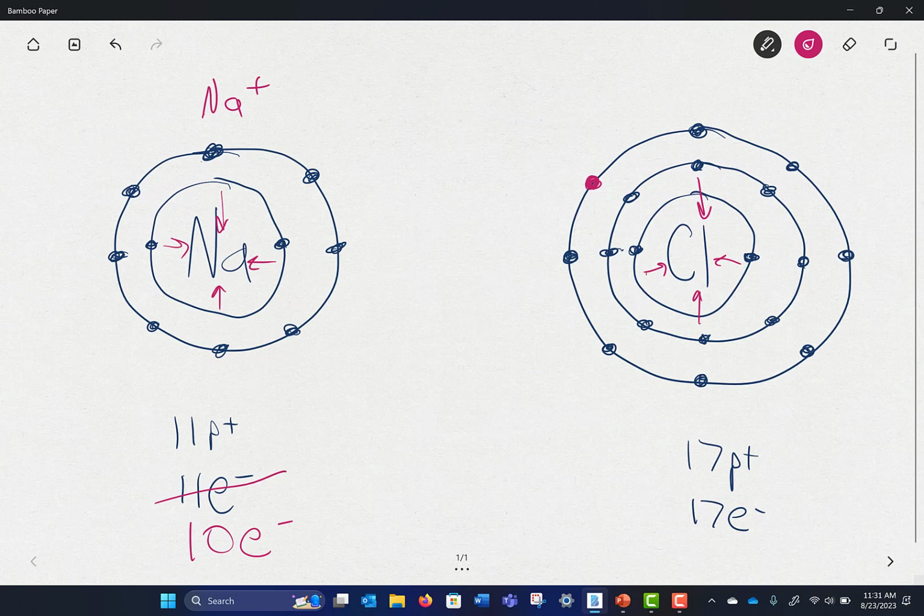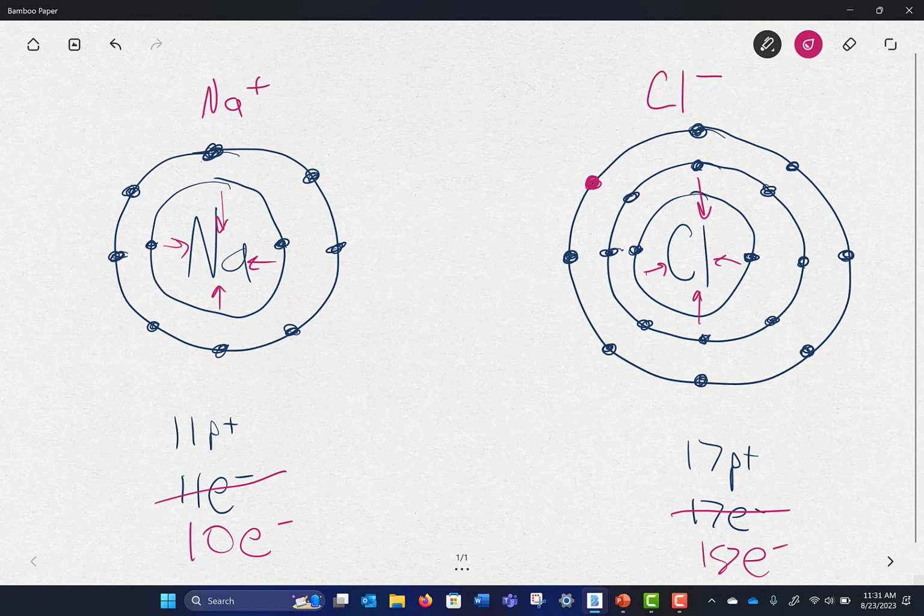Let's look at chlorine. Chlorine, what happens there? It's now got an extra electron. It still has 17 pluses, it still has 17 protons, but now it has 18 electrons. And we write that it's no longer chlorine, it's chlorine with a negative charge. That's called chloride. And we write that Cl with a little minus up at the top right. Na plus and Cl minus is what we end up with.